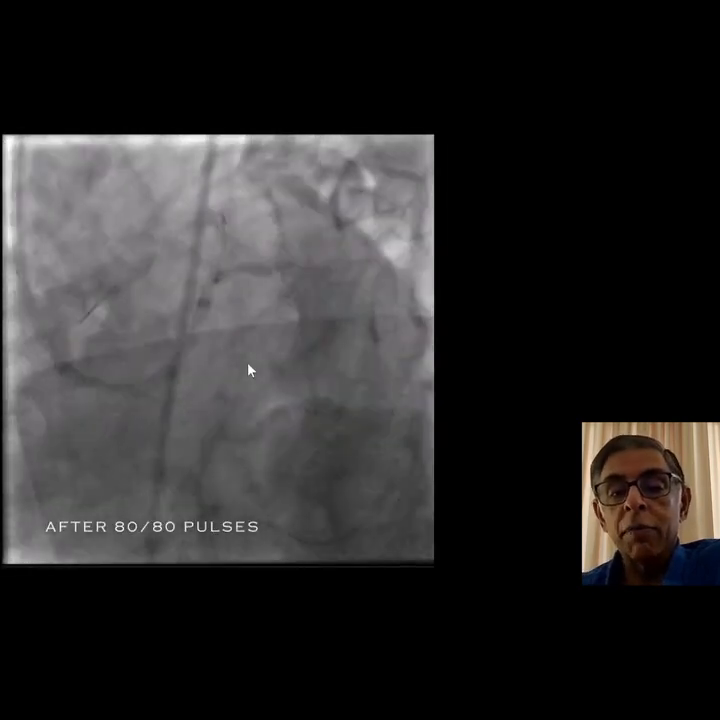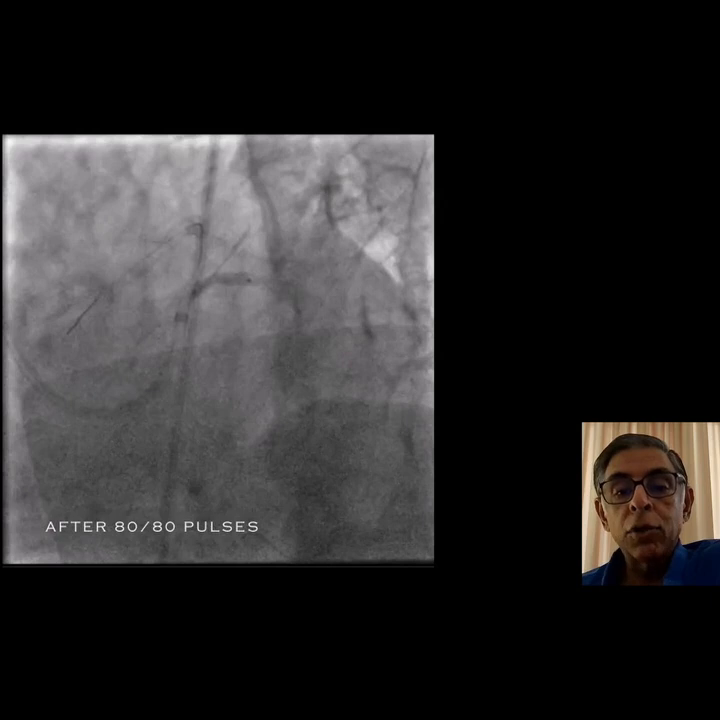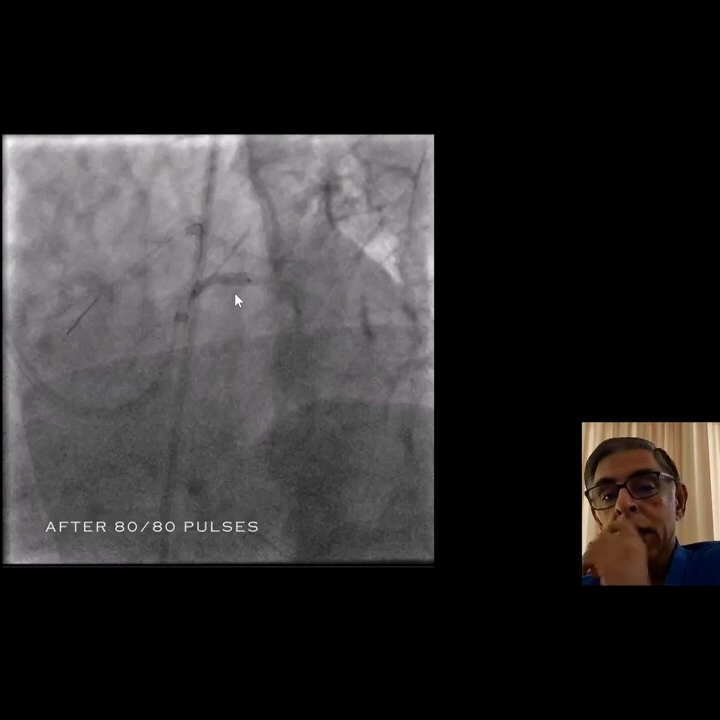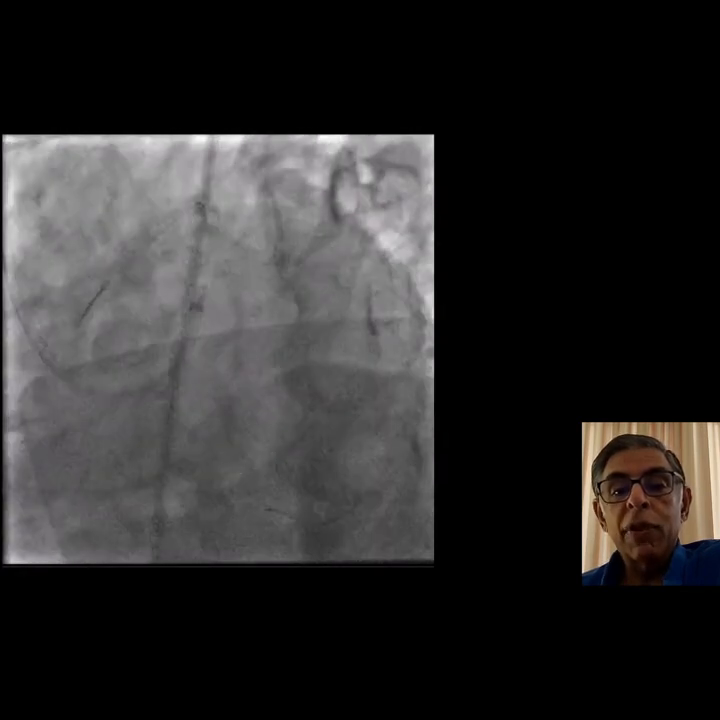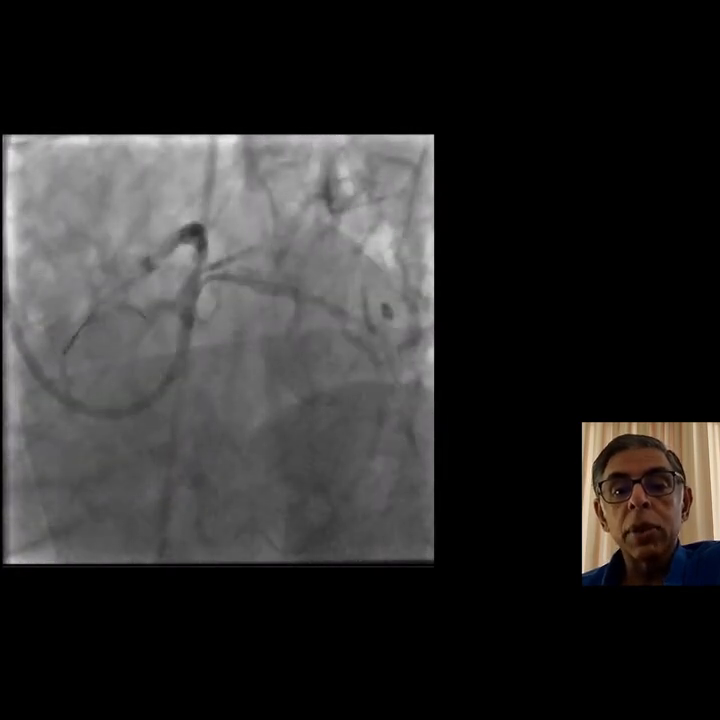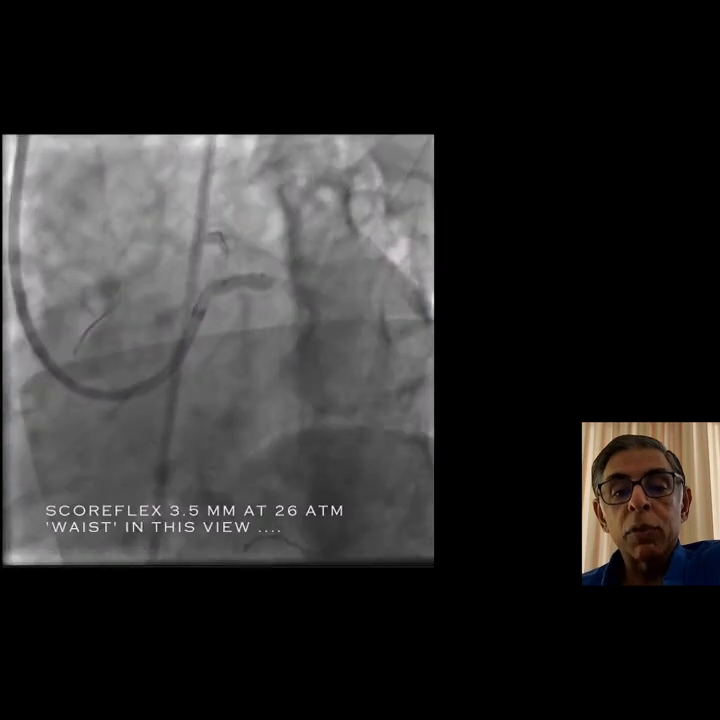And so we went ahead and took a 3.5 by 12 IVL. And you can see that in that area where we identified the nodules, not surprisingly, even after 80 pulses, the circumflex remains not fully expanded. We then went ahead and took a 3.5 Scoreflex cutting balloon. You can see a fair bit of recoil.